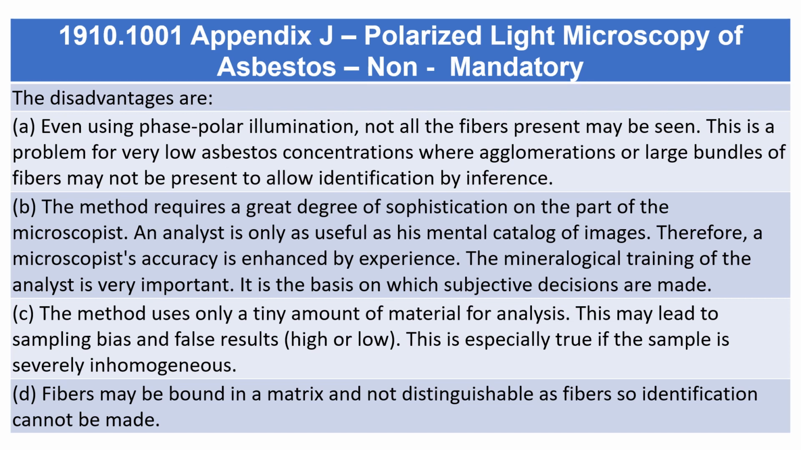C. The method uses only a tiny amount of material for analysis. This may lead to sampling bias and false results, high or low. This is especially true if the sample is severely inhomogeneous. D. Fibers may be bound in a matrix and not distinguishable as fibers, so identification cannot be made.